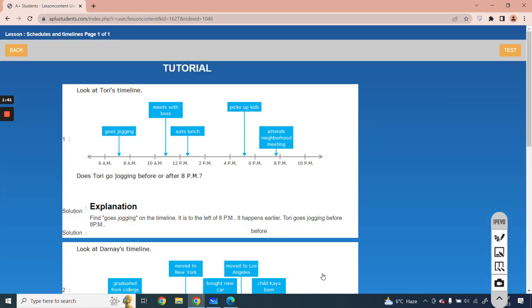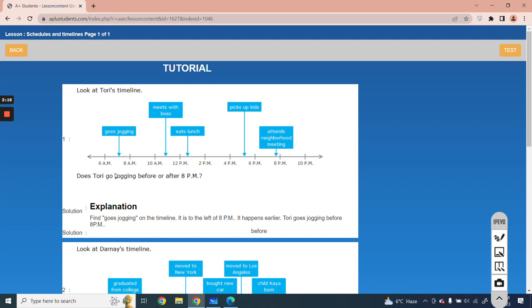Okay, just look at the first example. Look at Tori's timeline. Does Tori go jogging before or after 8 p.m.? Okay, here it is, goes jogging, and jogging is before the 8. Got it? So it would be before 8. Here you have 8 and goes jogging is before 8. That means Tori goes jogging before 8 p.m.